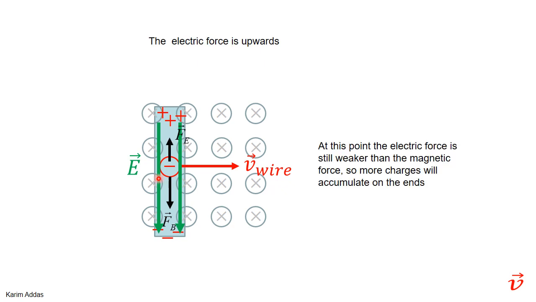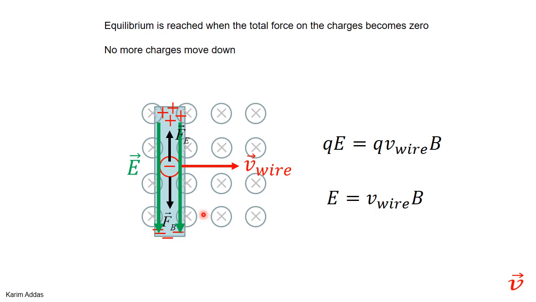We know the electric force on a charge is qE. So if the electric field is downwards and the charge is negative, then the force will be opposite the electric field, so it'll be upwards. At this point, the magnetic force is bigger than the electric force, so still more charge can accumulate at the bottom. But the more charge accumulates at the bottom and the top, the stronger the electric force becomes. At some point they're going to equal each other, and when they do, the charges in the middle are not going to move up or down anymore. They're just going to stay as they are.